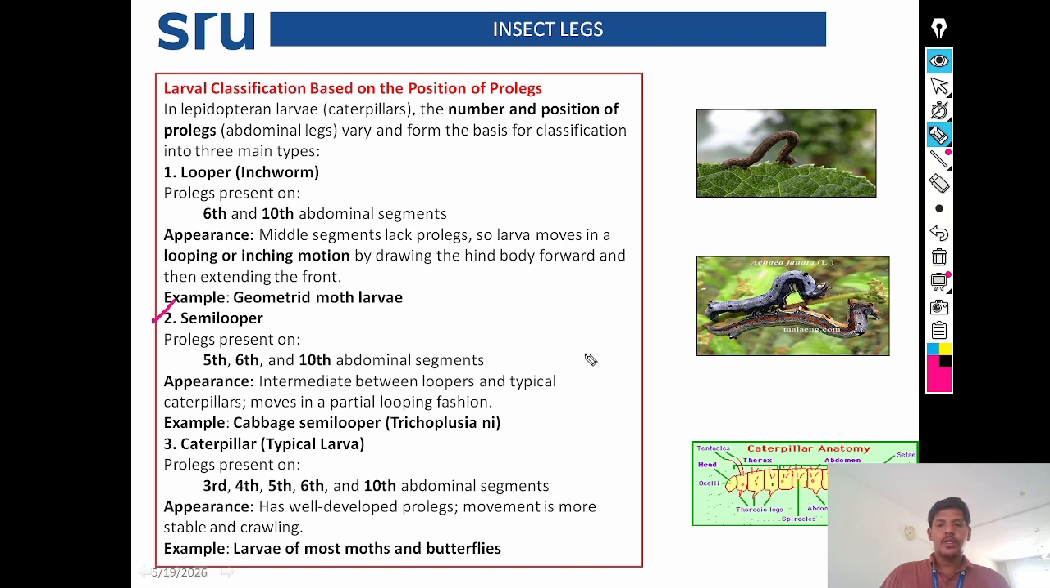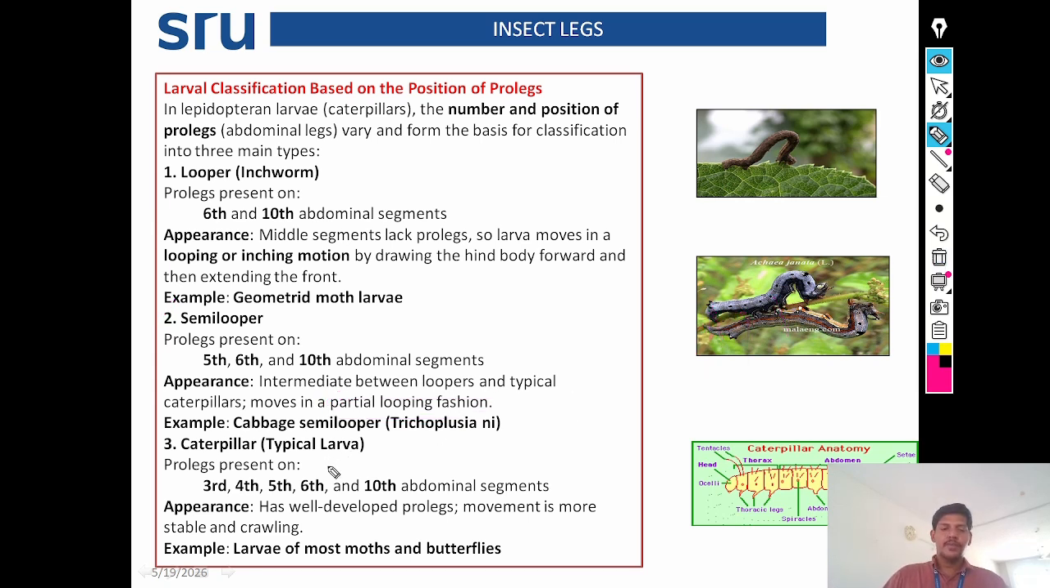Semilooper. In semilooper, prolegs are there on the 5th, 6th and 10th abdominal segments. So this is intermediate between looper and typical caterpillar and moves in a partial looping fashion. That's why the name semilooper. Example: cabbage semilooper, Trichoplusia ni.